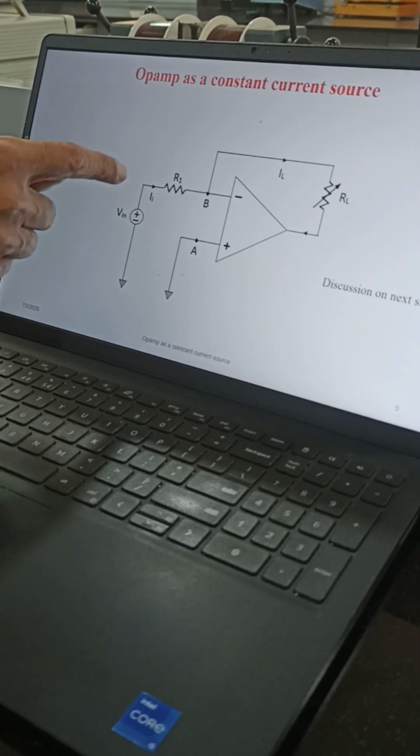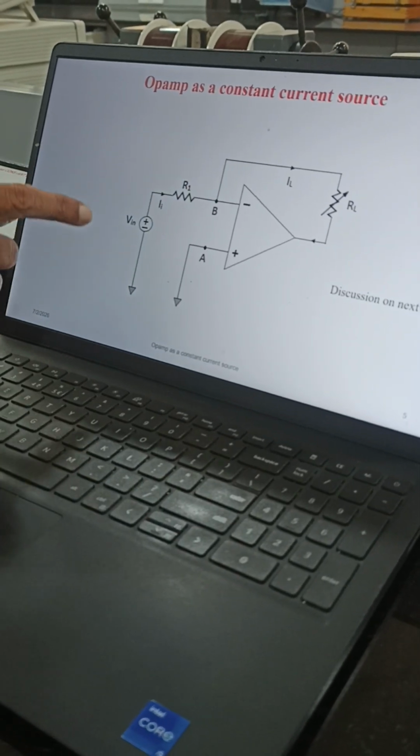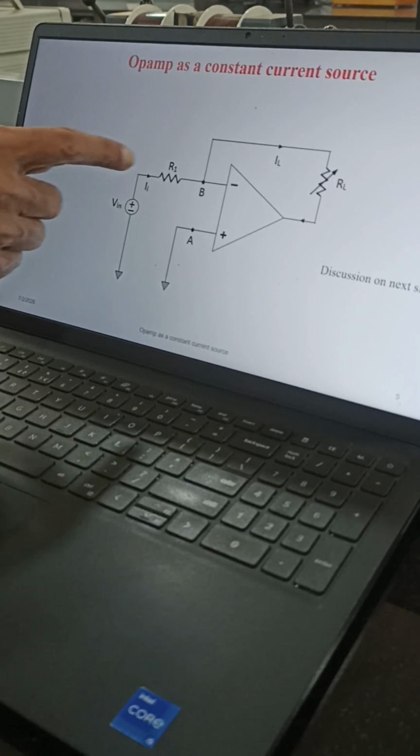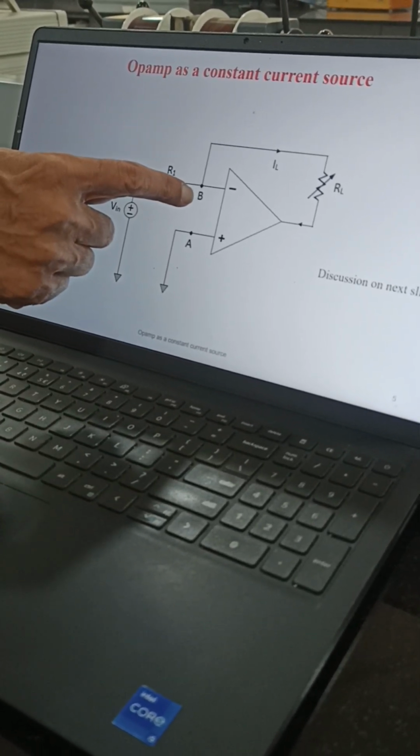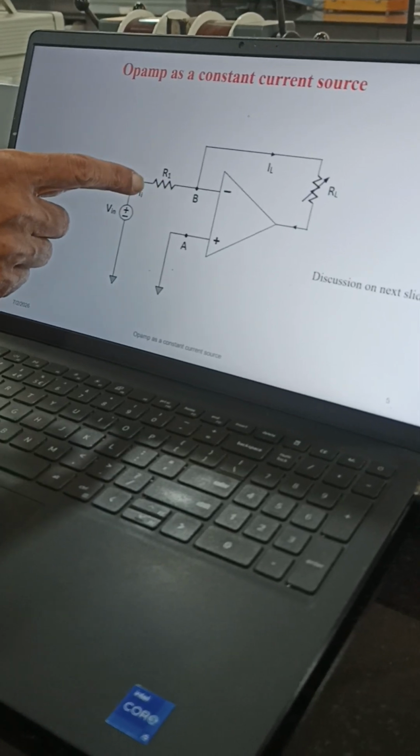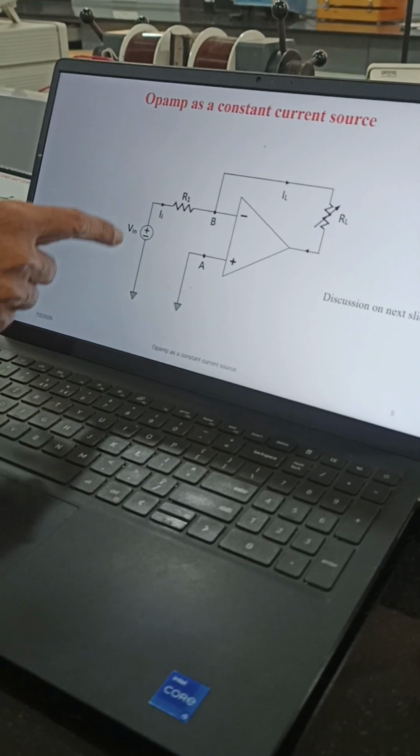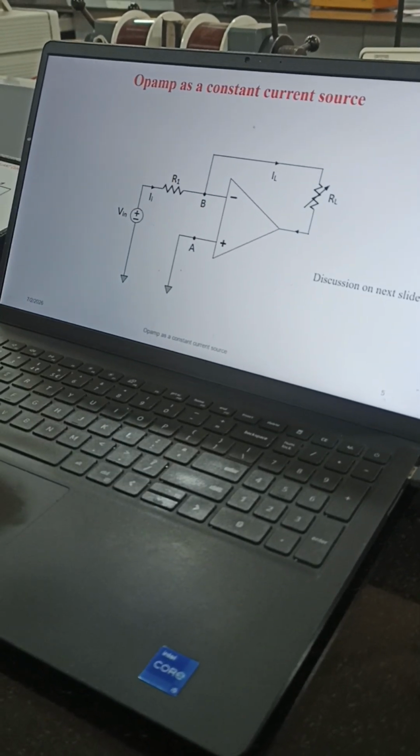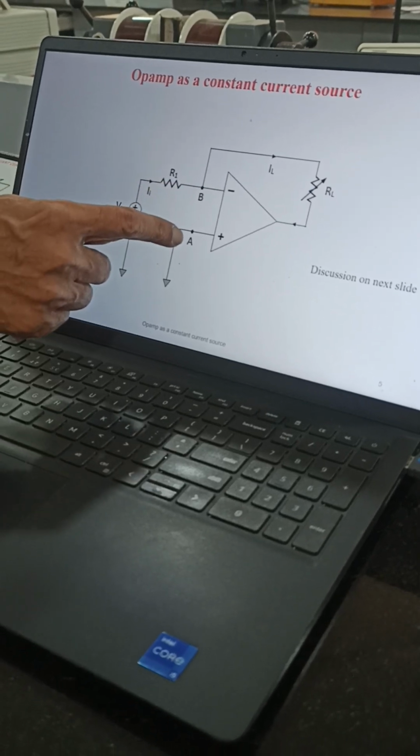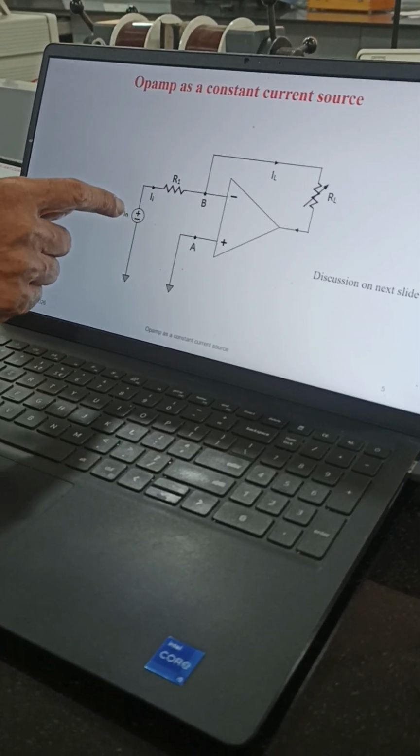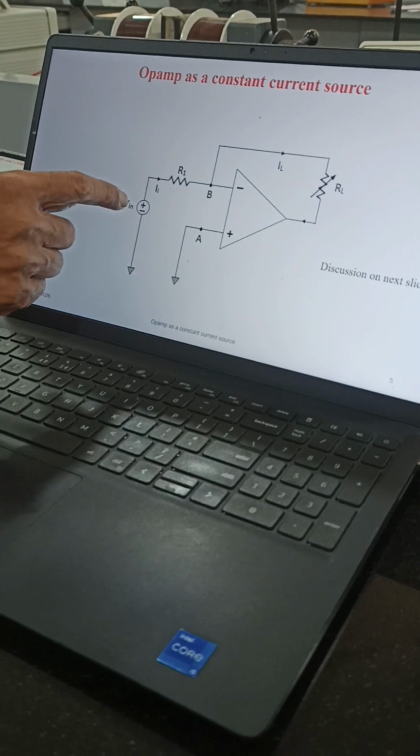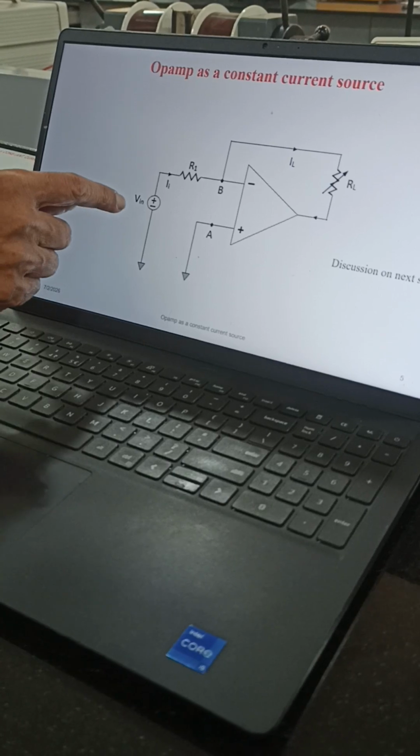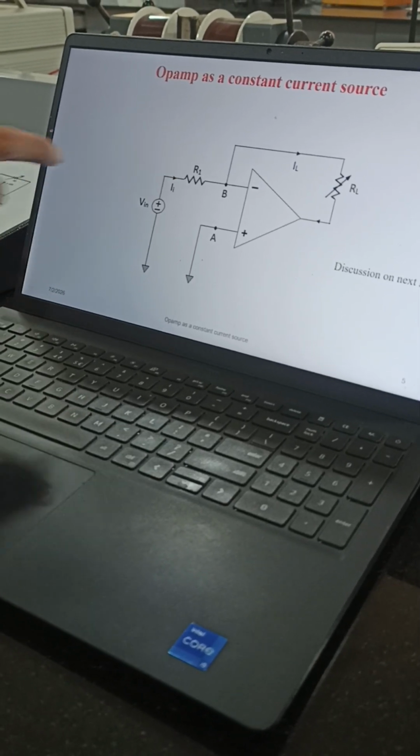Now let us see how much current will enter into the OpAmp. That current will be given by V input minus VB, the potential at point B, divided by R1. The current entering into the OpAmp will be given by V in minus VB upon R1. Now VB is 0 because VA is 0, and therefore the current passing through this branch will be given by V in upon R1. That means the current will depend upon the voltage and this resistance R1.